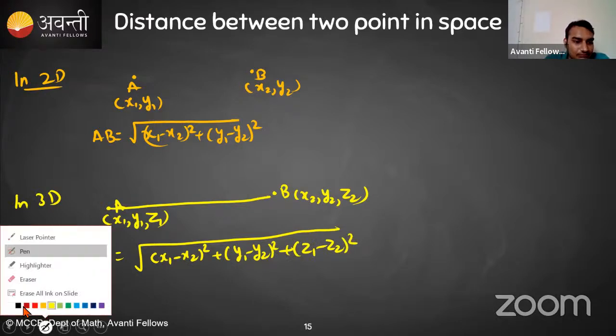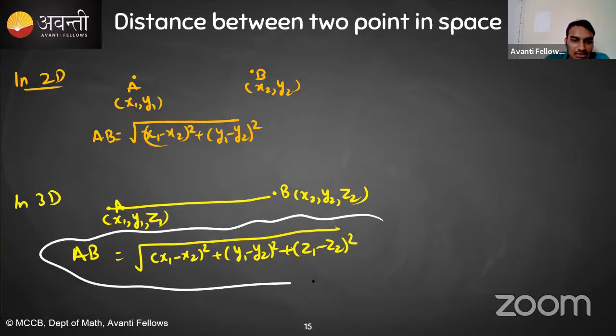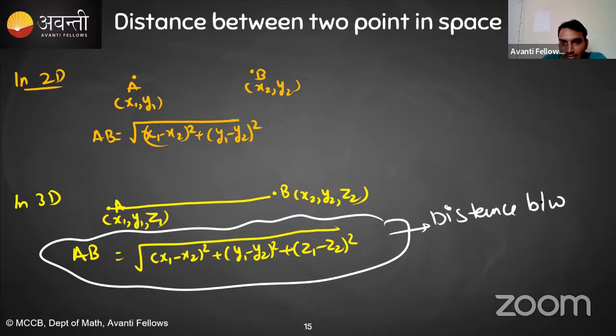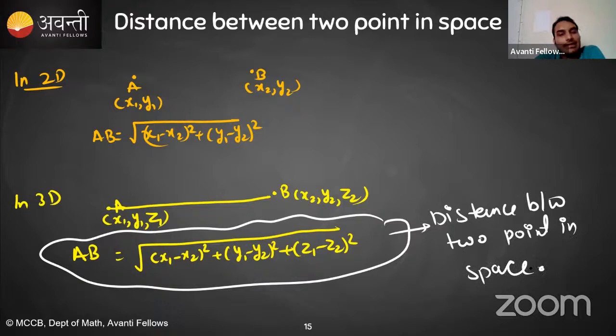Is this clear? So this is the distance between 2 points in space. Everyone tell me quickly in the chat box, is this clear? x1 minus x2 whole square plus y1 minus y2 whole square plus z1 minus z2 whole square. The pattern is the same, just one extra term is coming, since there are z1 and z2 coordinates present, so we will do z1 minus z2 whole square also. I hope this is clear to you. There should be no problem in this.